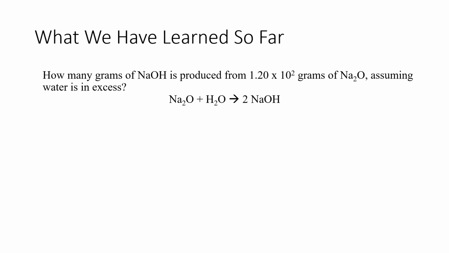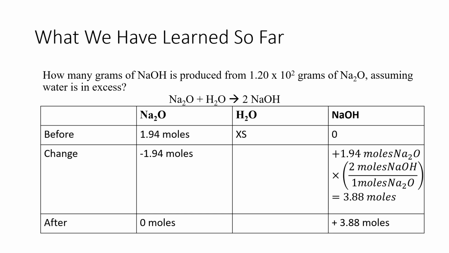to save time. For example, since the question here says water is in excess, and I know the amount of sodium oxide, the other reagent, which is 120 grams, I can just ignore water and solve for the amount of sodium hydroxide produced from sodium oxide.